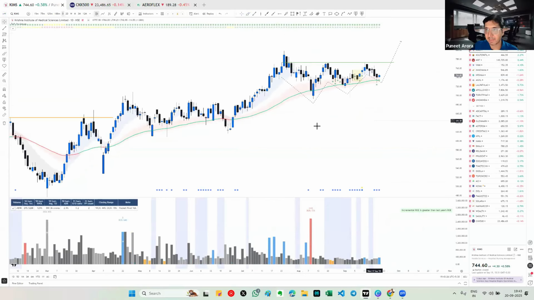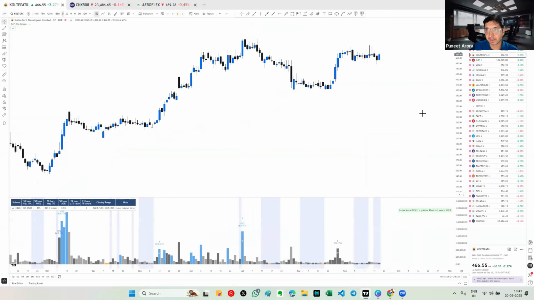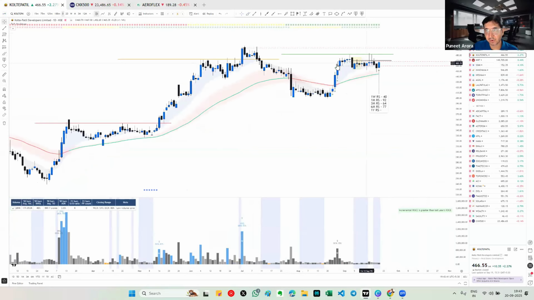This is KIMS, Krishna Institute of Medical Sciences. Again, healthcare delivery stocks. Healthcare delivery is a good sector to be in currently. We already had Yatharth. Kolte Patil is also near its IV day high, within its IV day high, looking for a breakout above this level. Good RS.